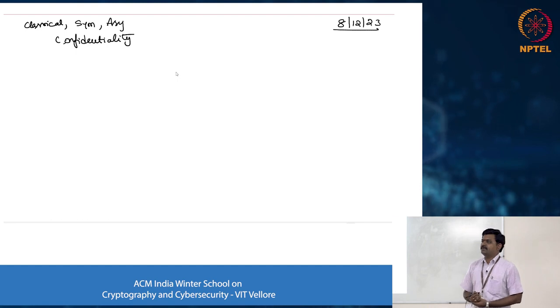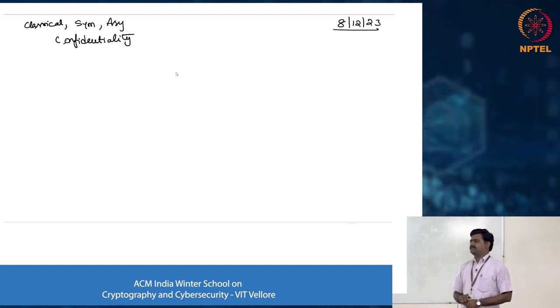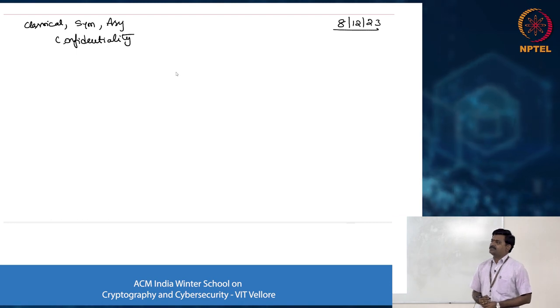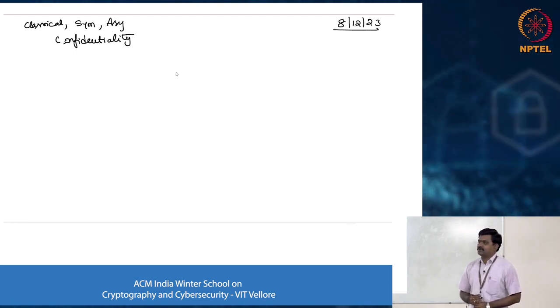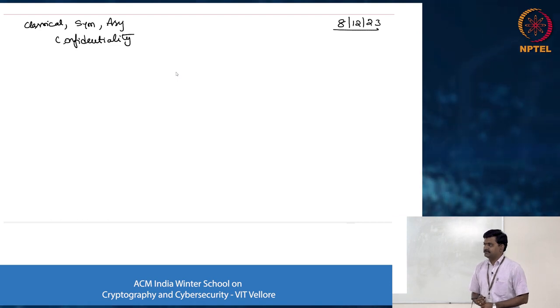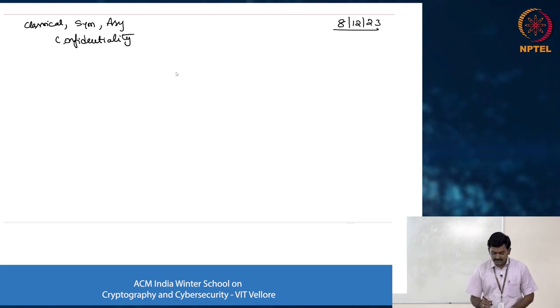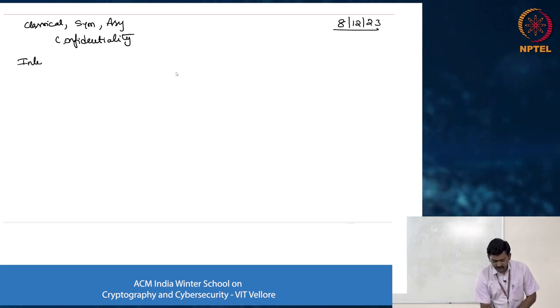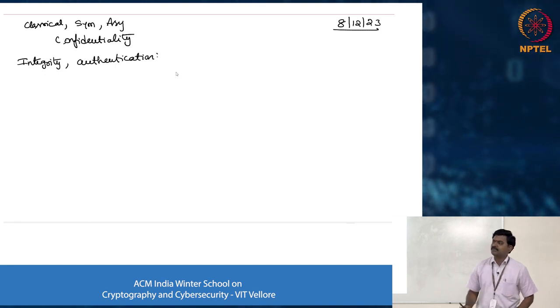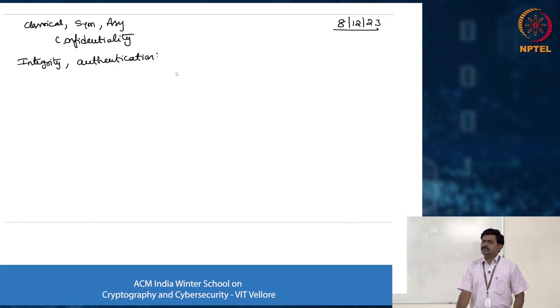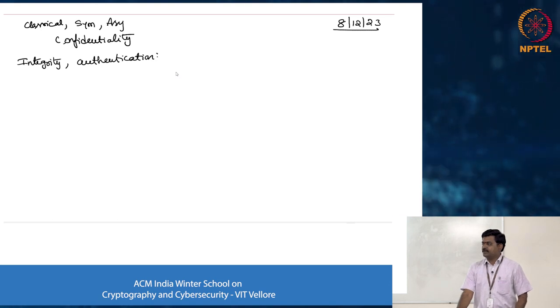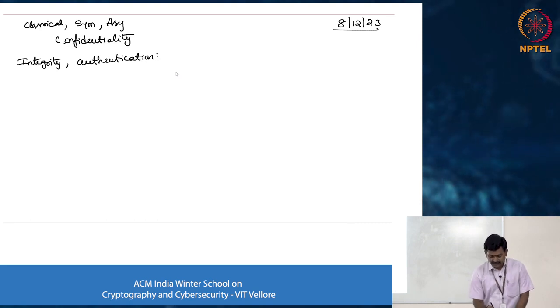Now, I have a different objective. The different objective is, number one, how do I ensure integrity? Also, another objective is authentication. So, integrity, authentication, right? How do we ensure this? Now, in order to do this, we have another kind of ciphers called hash functions.